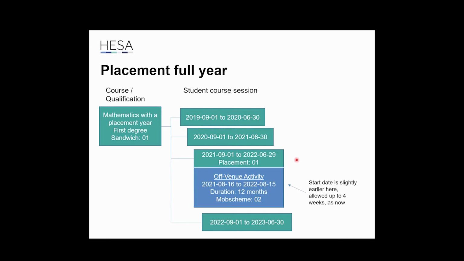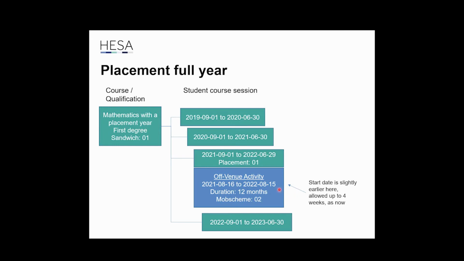So in this third student course session, that's where they would be flagged as placement 01 to say this is the student course session where they're going away to do their placement. And as Ruth has already talked through, the off-venue activity entity, which is off the student course session, they would return to tell us what they were actually doing. So in this example, I think they're doing 12 months, going away for the whole year.